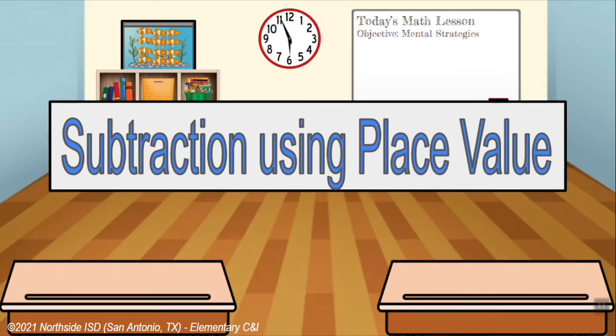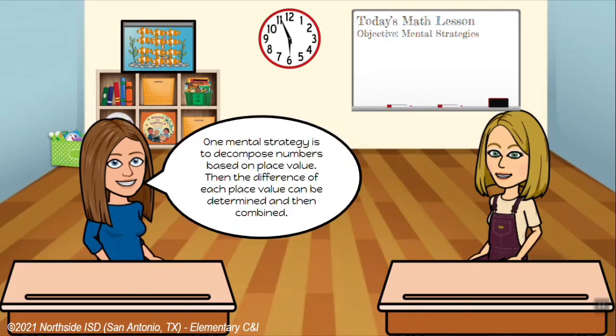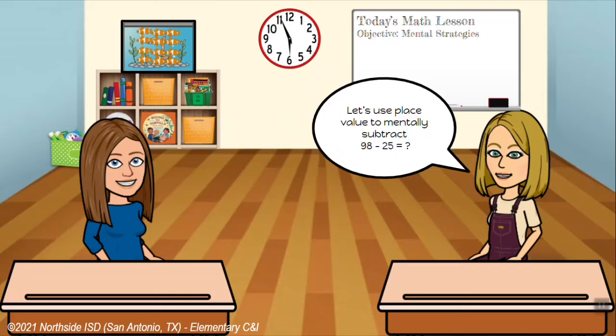Subtraction using place value. Let's think about 98 minus 25 equals something. How can that be subtracted mentally? One mental strategy is to decompose numbers based on place value. Then the difference of each place value can be determined and then combined. Let's use place value to mentally subtract 98 minus 25 equals something.